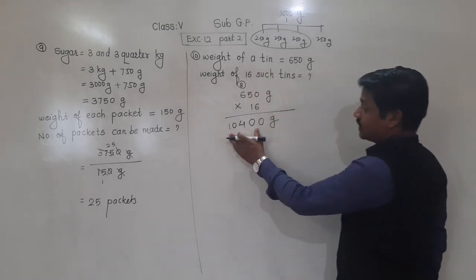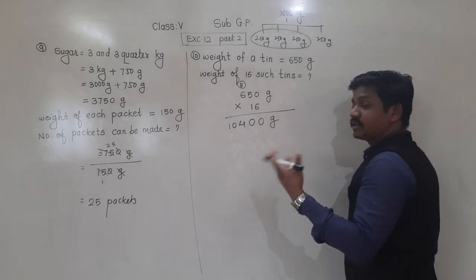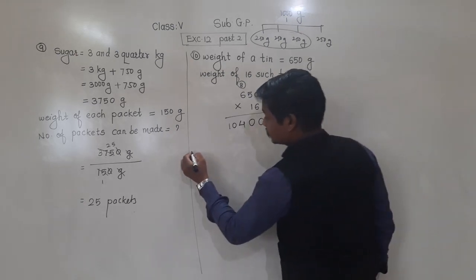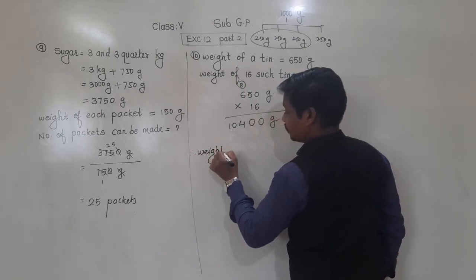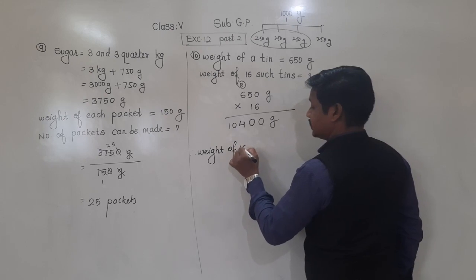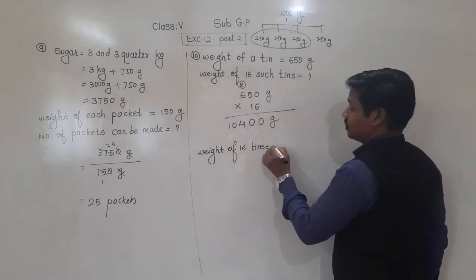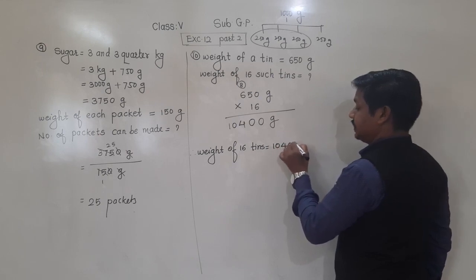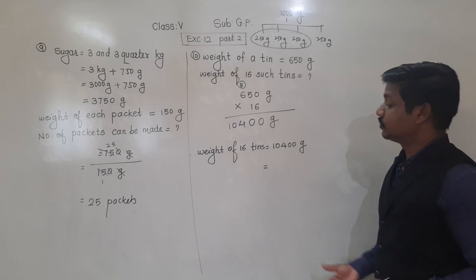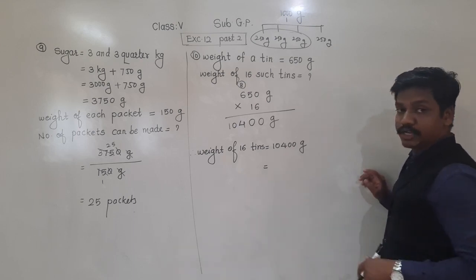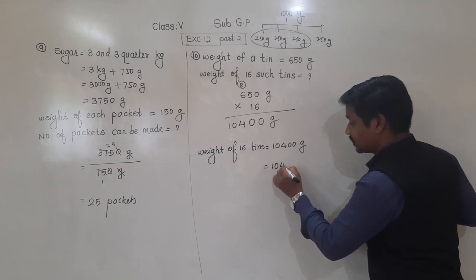Now this 10,400 gram, this weight is in gram. We need to convert it to kg. So weight of 16 tins is equal to 10,400 gram. Now when we convert gram to kg, what do we need to divide by? 1000, right?